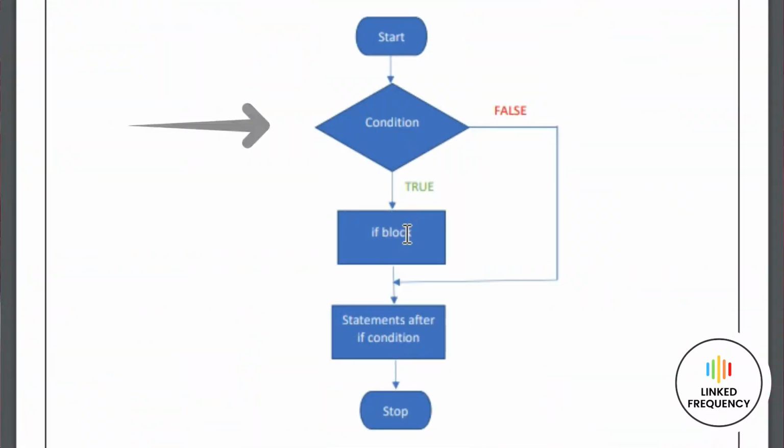So moving on to the flowchart of the if statement, here we have the condition. If the condition is true, then the if block statements will be executed, and if the condition is false, then the control shifts to the next statement in the program. And finally, the program is terminated. So this was all about the if statement.